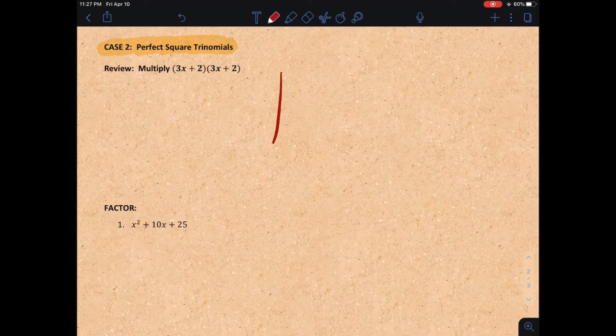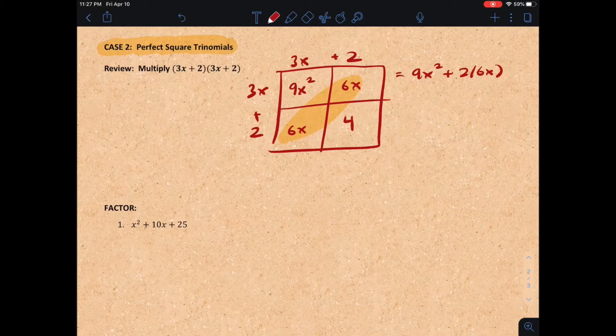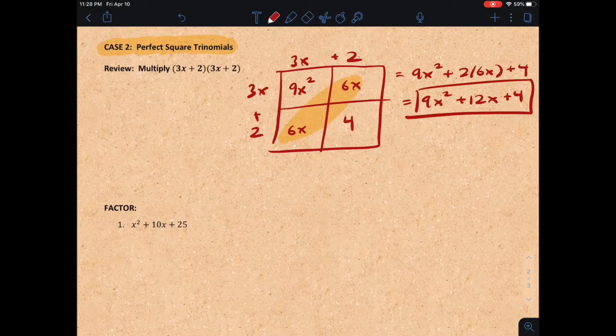The first method that we learned was creating a Punnett square, where we wrote it as 3x plus 2, 3x plus 2, and then from here we would carefully multiply it out. 9x squared, 6x, 6x, and 4. From here, we would combine these like terms. What we get here is 9x squared plus, now you notice I have two 6x's, so I'm just going to write that like this for now, plus 4. And then if I simplify this, I get 9x squared plus 12x plus 4, and this is my final answer. We also learned how to FOIL, which I'm not going to really go into here.